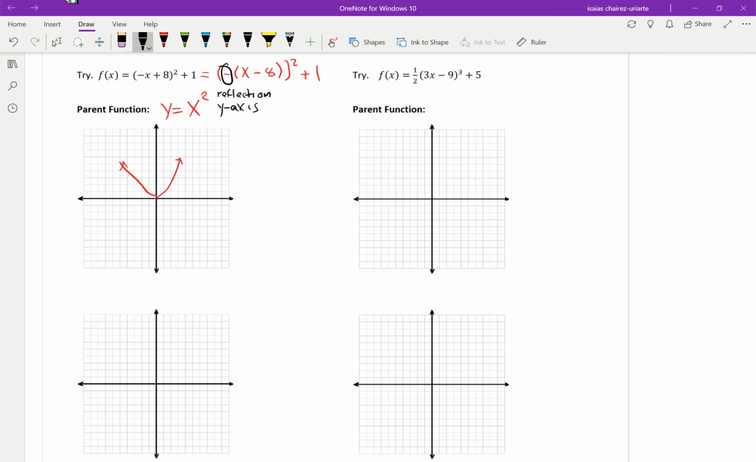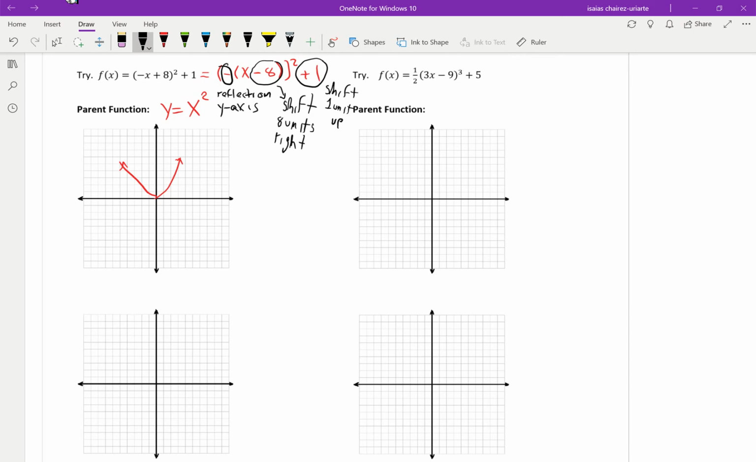This minus 8 is a shift 8 units, in this case to the right, and this plus 1 is shift up 1 unit. So shift 1 unit up.